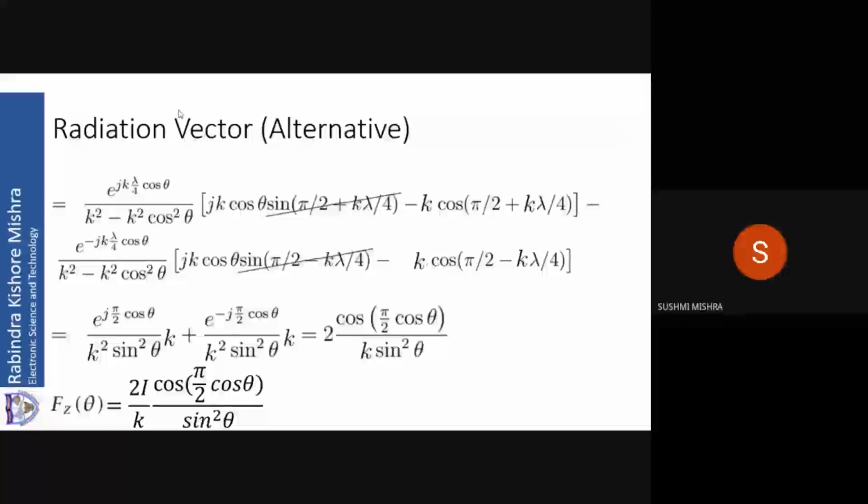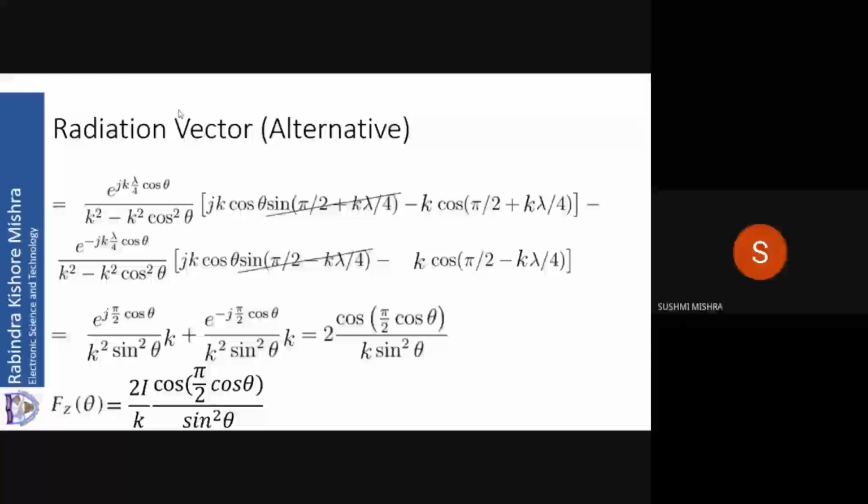This is simple. You are using Euler's formula. So using Euler's formula for a complex number, as you know, e to the power j theta is equal to cos theta plus j sin theta. So from that you can find out the addition of these two, and that gives us this. So ultimately we find out the radiation vector using either of the alternatives to be equal to 2I upon k cos pi by 2 cos theta divided by sine square theta. So this is the radiation vector.